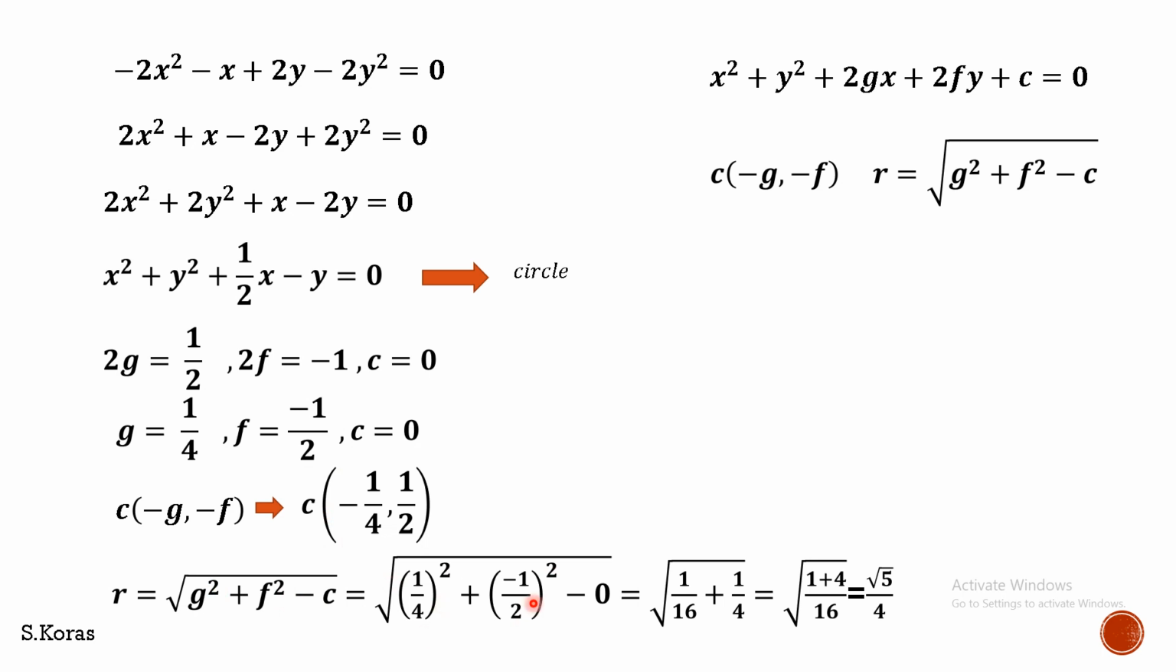If you simplify it, that is 1 by 16 plus 1 by 4. If you take LCM, your answer will be 5 by 16, root of 5 by 16. If we take square root, this is root 5, and if we take square root for 16, the answer will be 4. So the path traced by that moving point is a circle keeping minus 1 by 4 comma 1 by 2 as center with radius root 5 by 4.